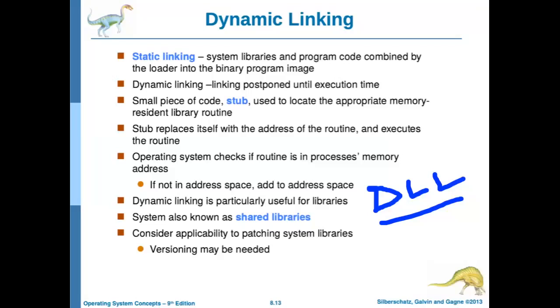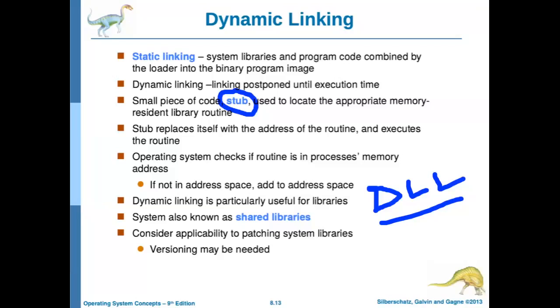And how that happens is by making use of a piece of code called a stub. I just highlighted that on the slide, stub. So exactly what happens in dynamic linking is postponed until execution time. That means whenever you are calling any function, it will just have a small piece of code, kind of a pointer, kind of a stub. This is actually called a stub, and that is used to locate the actual address in the memory for that library routine.